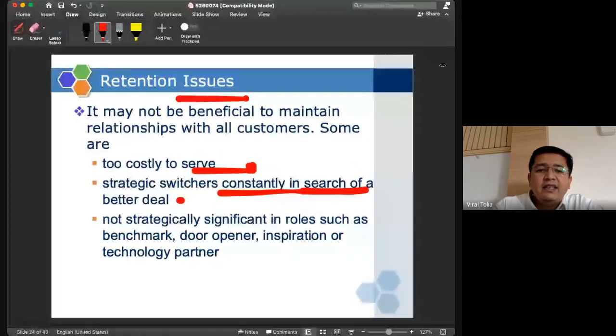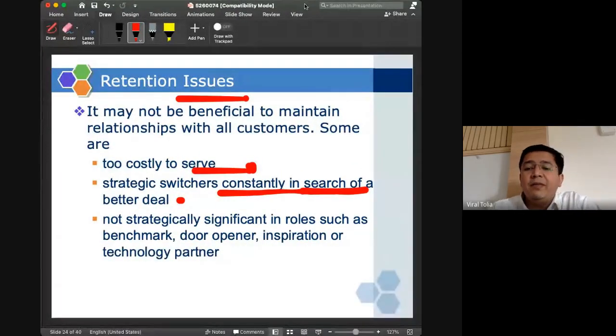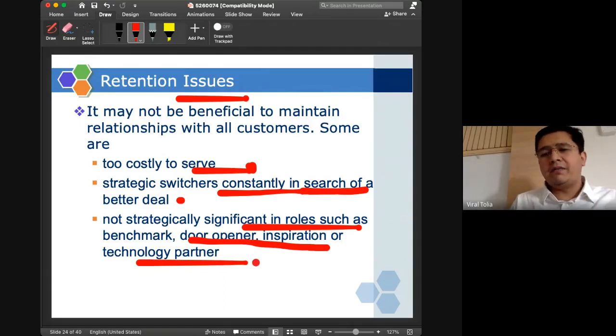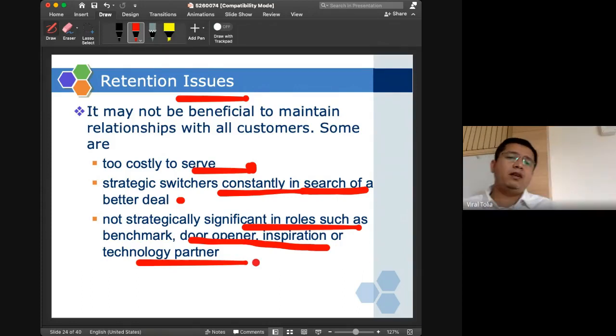What they are interested in is what kind of decisions are being taken, how the business is being affected, and what the criteria related to the business are. Not strategically significant in roles such as benchmark, door opener, inspiration, technological partners. They will never be connected with you for a longer period of time. Try to understand, they will keep on changing, and when they keep on changing, their roles also change with the span of time.